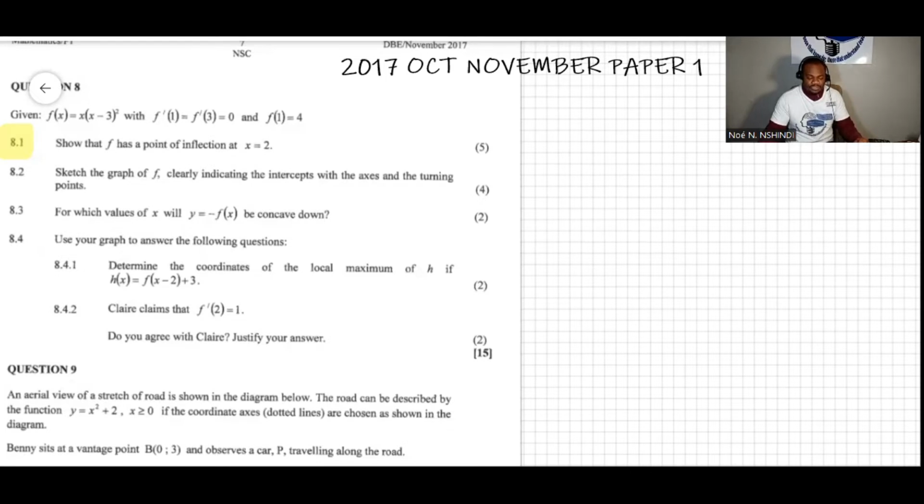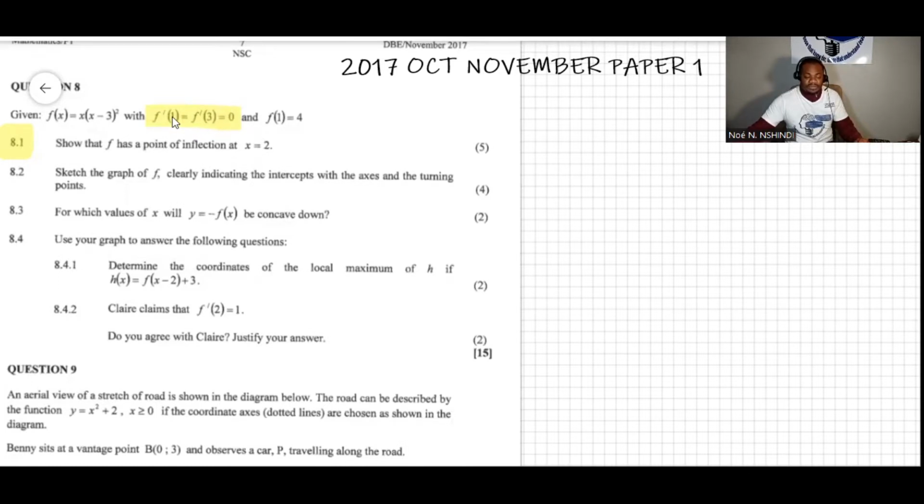Before I proceed with the sub questions, I want you to notice something in the question here. The fact that f'(1) and f'(3) are both equal to 0 implies that they are the local maximum and local minimum of the function. So they are the turning points of this cubic function.